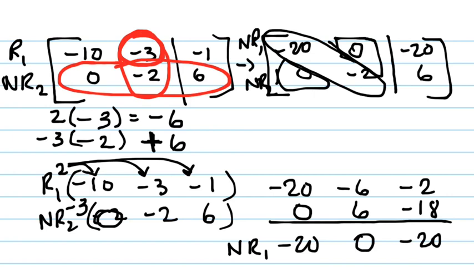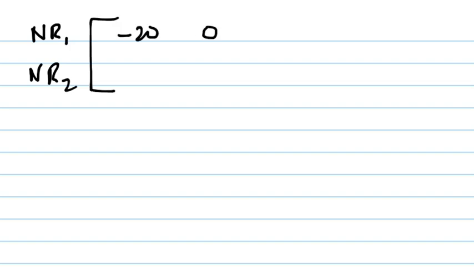Now I'm going to show you how to get those ones there. I hate it because you don't need them. And then I'm going to show you why you don't need them. Because all you really need to do is just solve those new rows. So you have new row 1, we have new row 2, we have negative 20, 0, negative 20, we have 0, negative 2, 6.